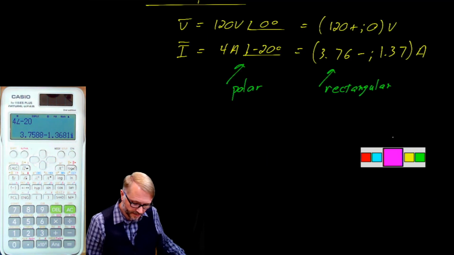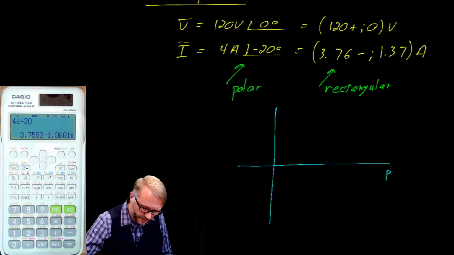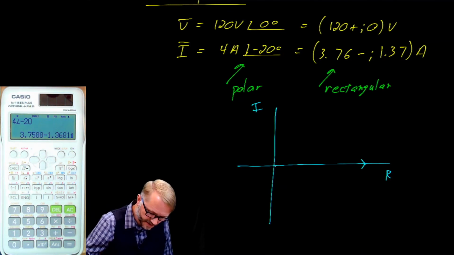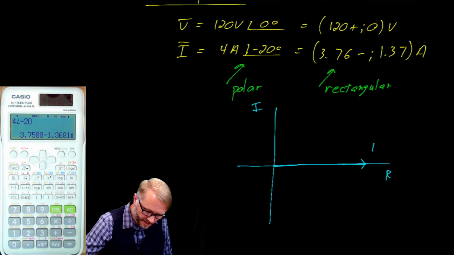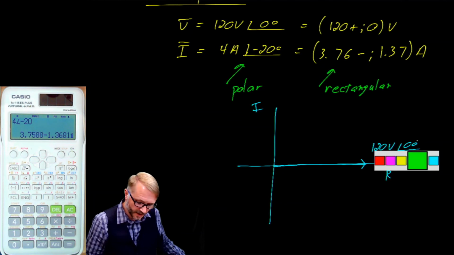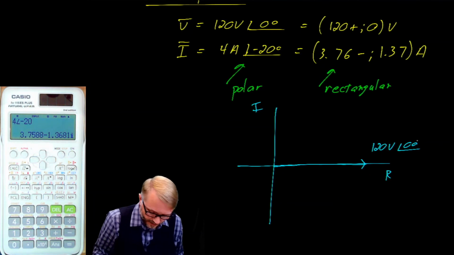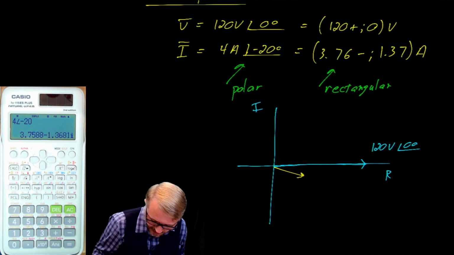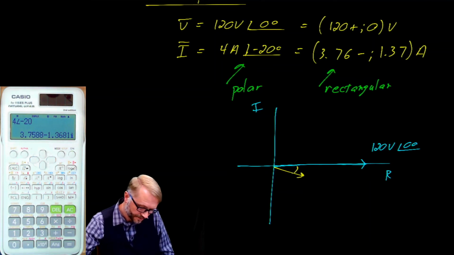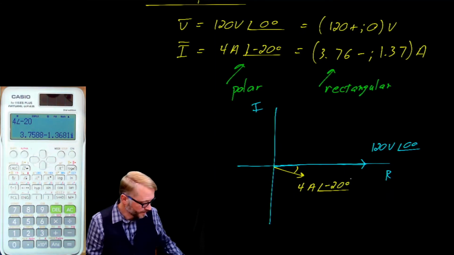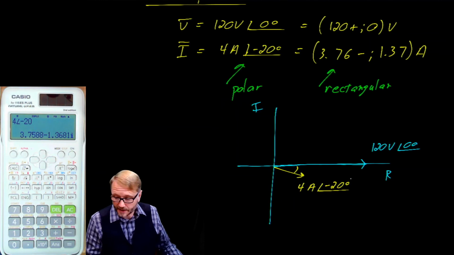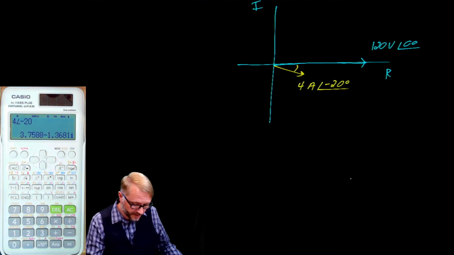If we were to plot both of those on the real imaginary plane, our 120 volts at angle 0 would be here. So 120 volts, phase angle of 0 degrees. Our current vector would be about here. And not exactly to scale, but that's all right. So this would be 4 amps at a phase angle of negative 20 degrees. I did say we were going to lean on our calculator. Hold on, we're going to do that in one moment.